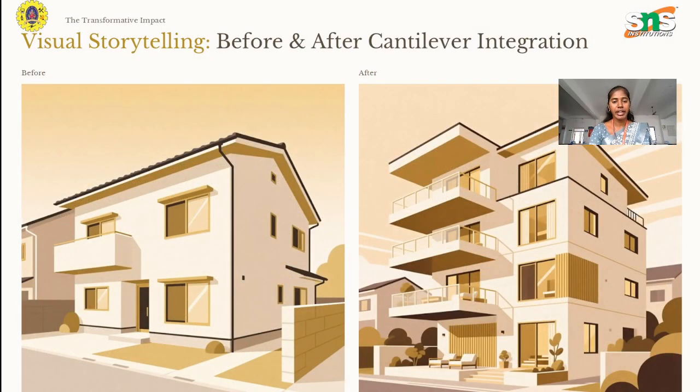So now, visualizing the before and after transformation effect due to design thinking. The transformation effect will be shown in this slide, so look at the slide. The first diagram is before cantilever integration, and the second indicates after cantilever integration. So, visual storytelling. Before, it doesn't have cantilever images. After, it has cantilever integration. So by using design thinking, we have two types of cantilever integrations.